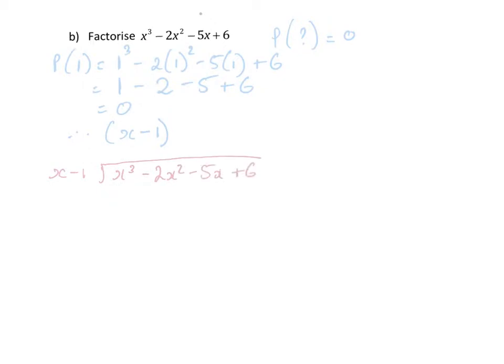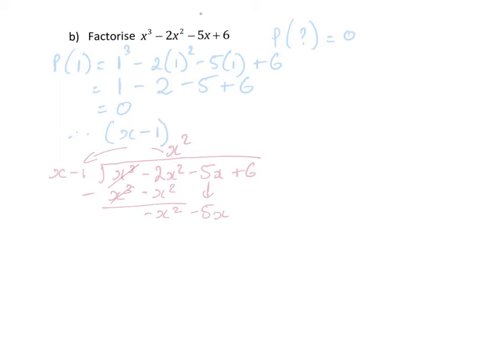Let's go through it again. X goes into x cubed how many times? Well, x times x squared is x cubed. So that gives me that. X squared times minus 1 is minus x squared. Subtract. All right, that's gone. Minus 2 minus minus 1 is minus x squared. And I'm going to bring down the minus 5x. And I start all over again.